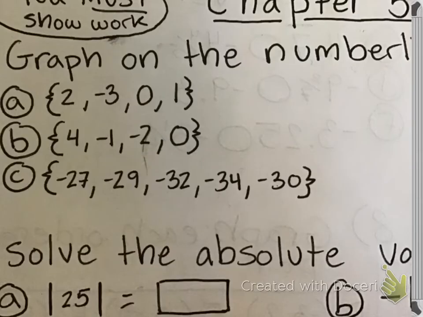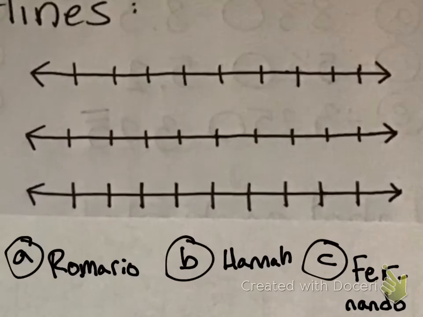So our first question is to graph these on a number line. I want you to make 3 number lines, and we're going to graph them. Take your time. There's 3 different ones, A, B, and C. Graph each one on its own number line. Okay, Romario, graph 1A for me.